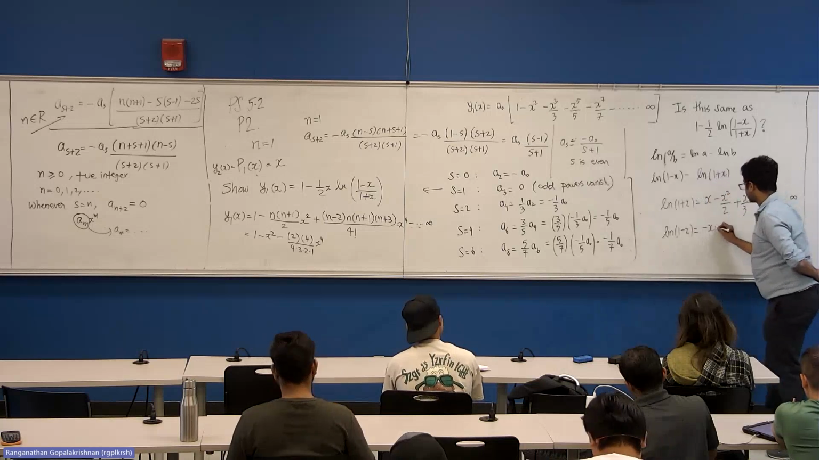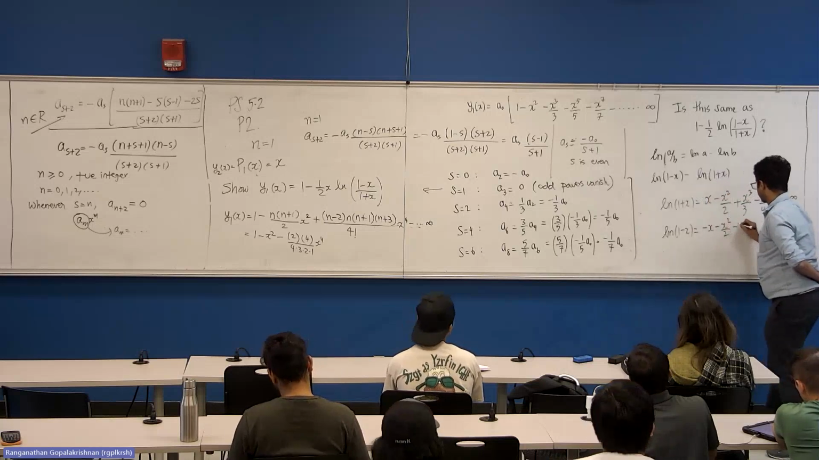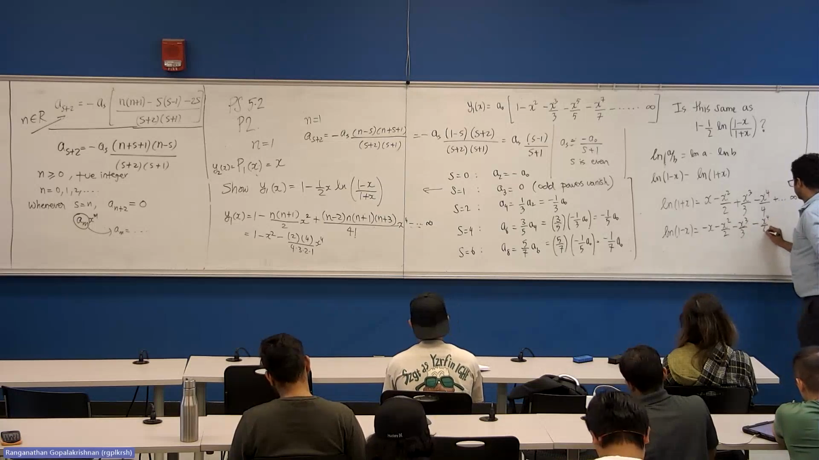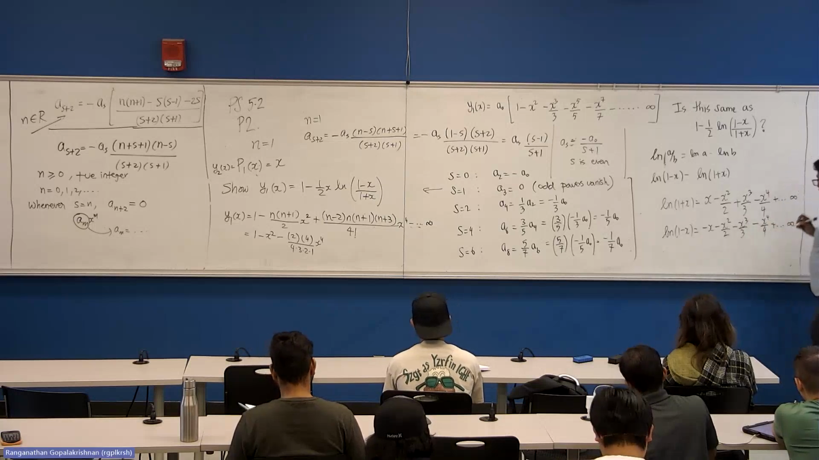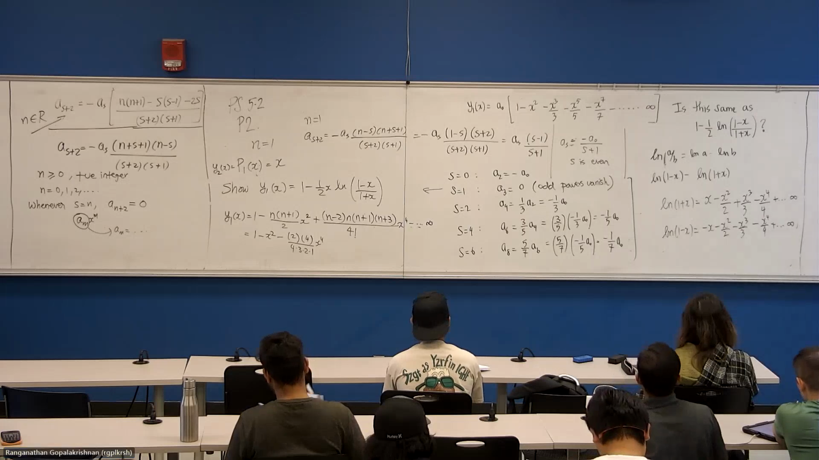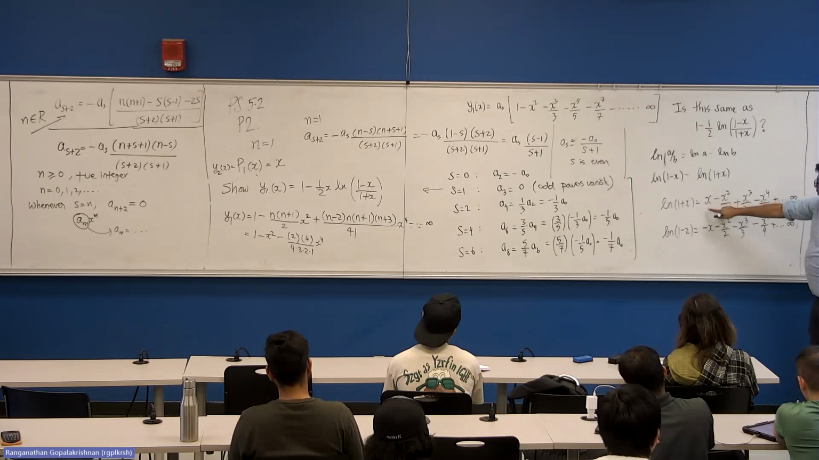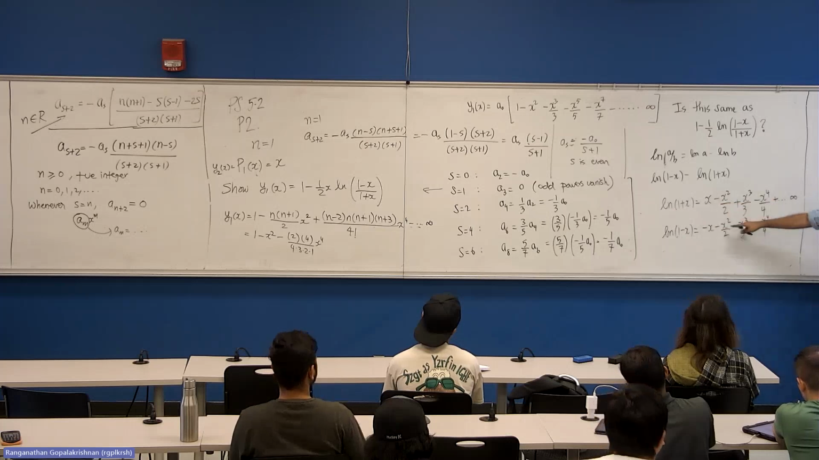This will be minus x squared over 2 minus x cubed over 3 minus x to the fourth, plus and so on up to infinity. You want their difference. So if you take the difference, the odd powers are going to add up and the even powers are going to cancel.